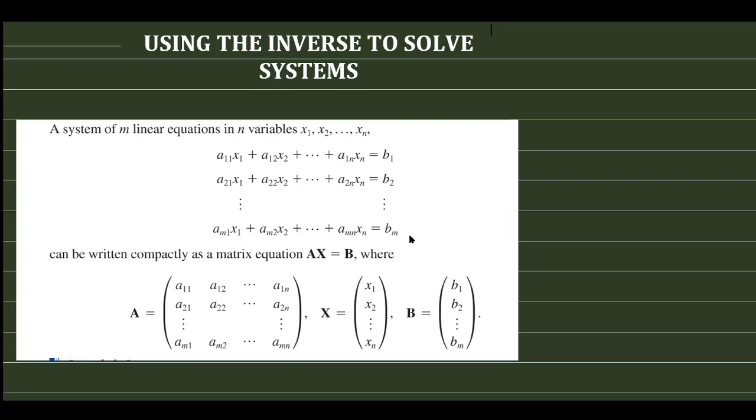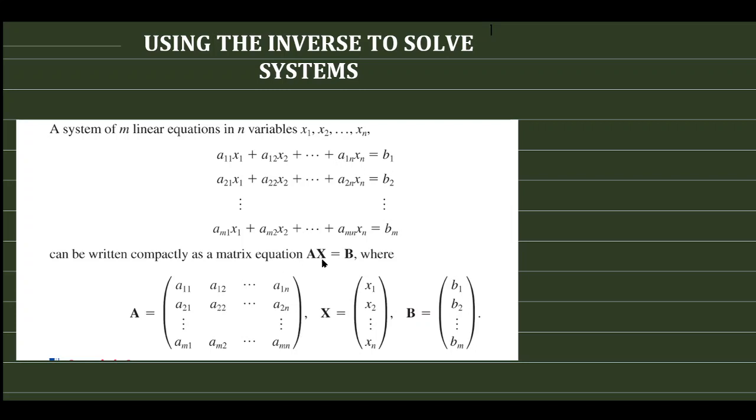So we have m equations in n variables. The variables are x1, x2, etc., xn. Now this system of equations can be written in the matrix form Ax equal to b, where A is the coefficient matrix. So A will take the value a11, a12, etc., a1n. Second row a21, a22, etc., a2n. Like that, the last row will be am1, am2, etc., amn, which is written here.